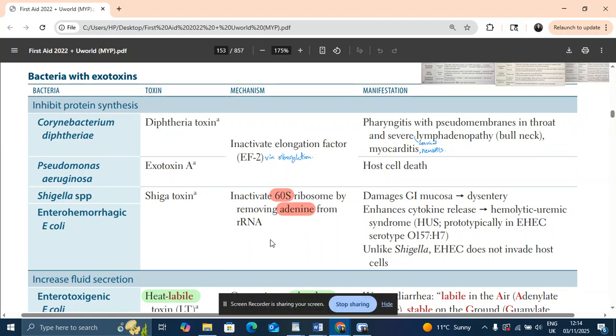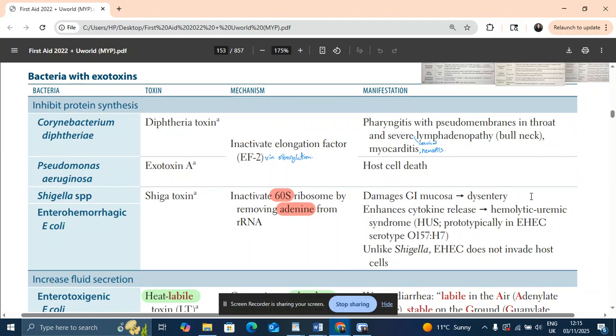And they cause a similar disease, which is dysentery. Dysentery means they cause bloody diarrhea. These toxins damage the GI mucosa, and through damaging the GI mucosa they cause bloody diarrhea, which is dysentery.